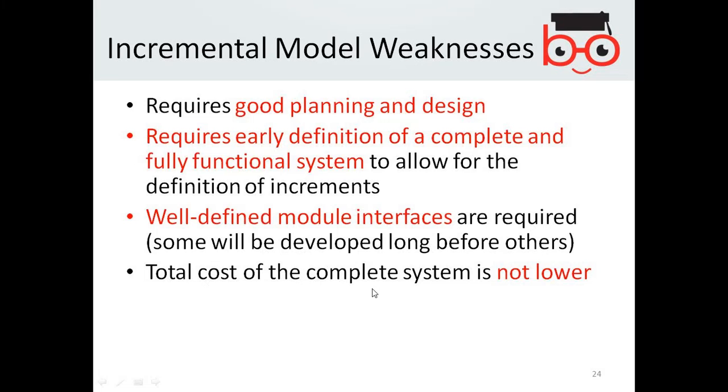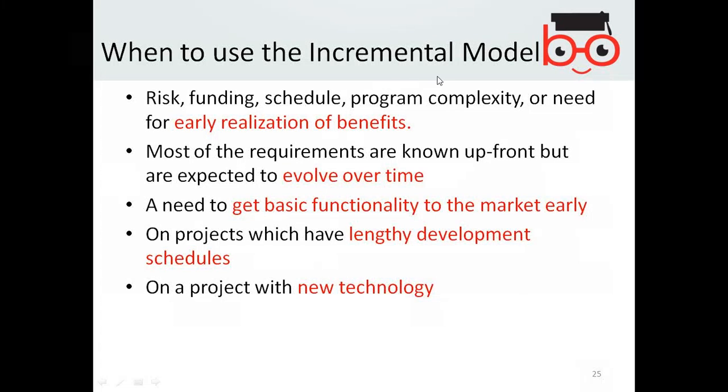Total cost of the complete system is not lower overall. So these are the weaknesses. When to use the incremental model: when risk, funding, schedule, and program complexity create a need for early realization of benefits. So if you think there is a risk in the program, the funding is a problem, or the schedule is a problem, then in order to realize early benefits of creating the software in chunks, you select this.